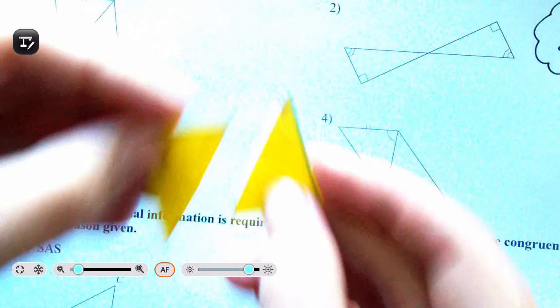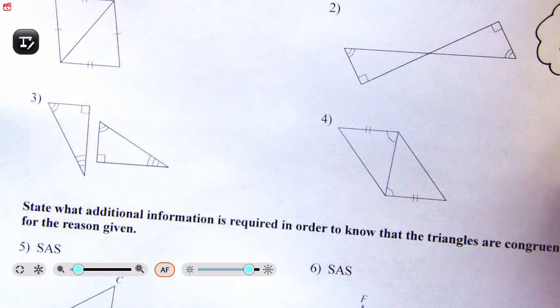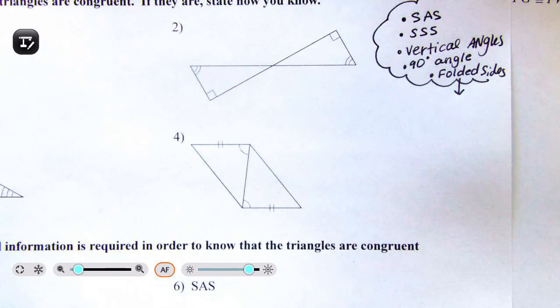All right, now, folded up sides, you can't use that as your reason. Okay, you can't use that as your reason. So why is something the same? You can't use it. So let me actually bring you back to your notes.